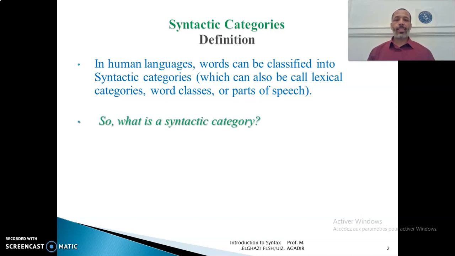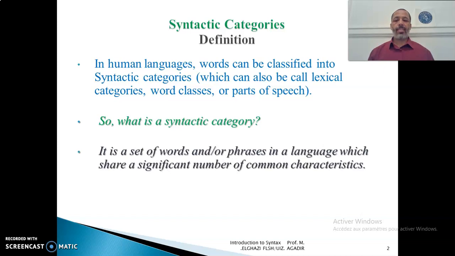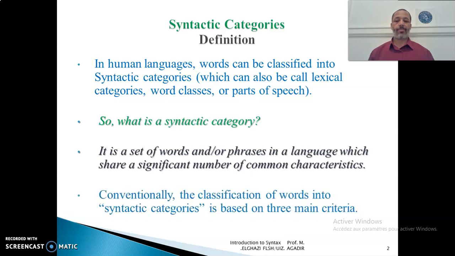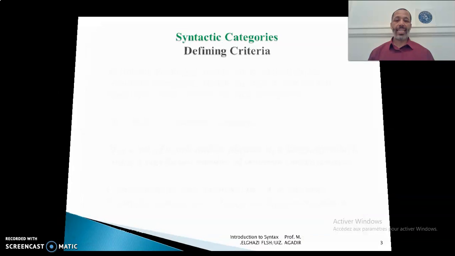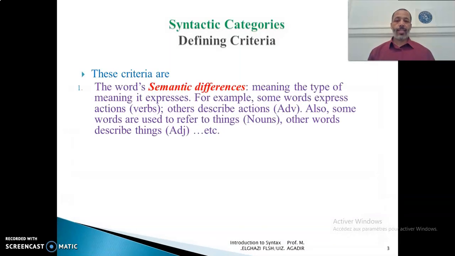So what is a syntactic category? What does it mean? It is a set of words and or phrases in a language which share a significant number of common characteristics. Conventionally, the classification of words into syntactic categories is based on three main criteria. These criteria are semantic criteria, morphological criteria, and syntactic criteria.